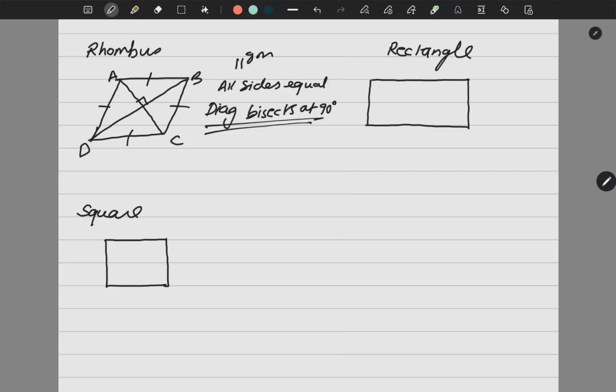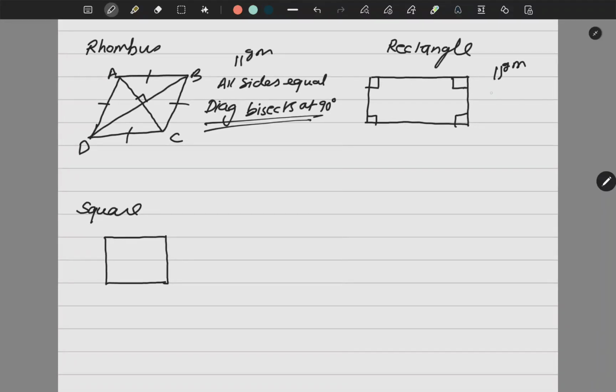Now next, come to the rectangle. A rectangle is a parallelogram, so again it has all the properties of a parallelogram. Correct? But in this one, one angle is 90. Obviously, if one angle is 90, I know opposite angles are equal and adjacent angles are supplementary, so all angles become 90 degrees. Right? And what is a different property of a rectangle? That the diagonals are equal.